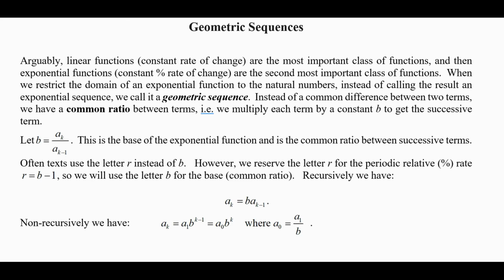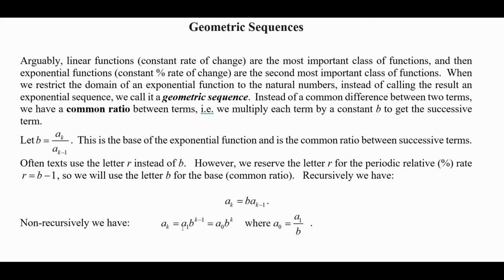Because it's the common ratio, a lot of texts use the letter R for ratio instead of b. However, I don't particularly like that because I like to reserve the letter R for the periodic relative, in other words, percentage rate. So R is b minus 1. So we will use the letter b for the base, the common ratio, not R. So recursively, we have a sub k equals b times a sub k minus 1.